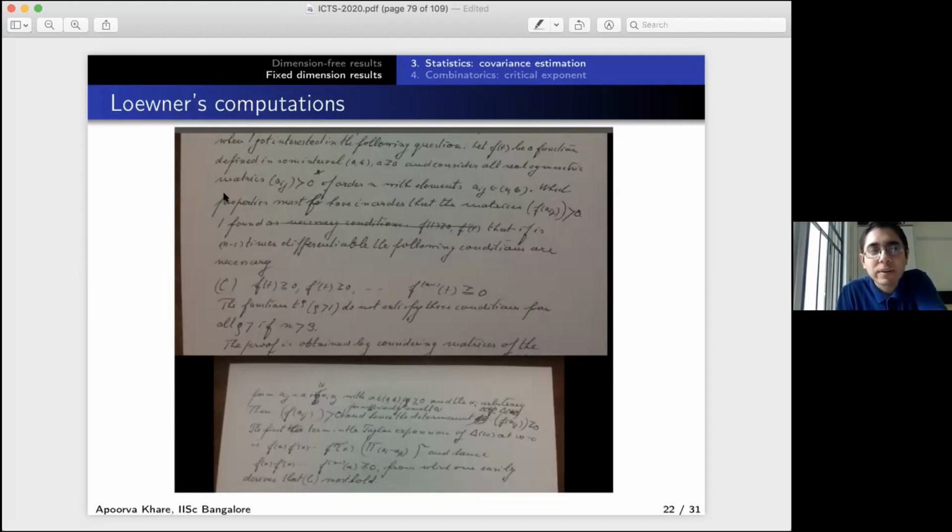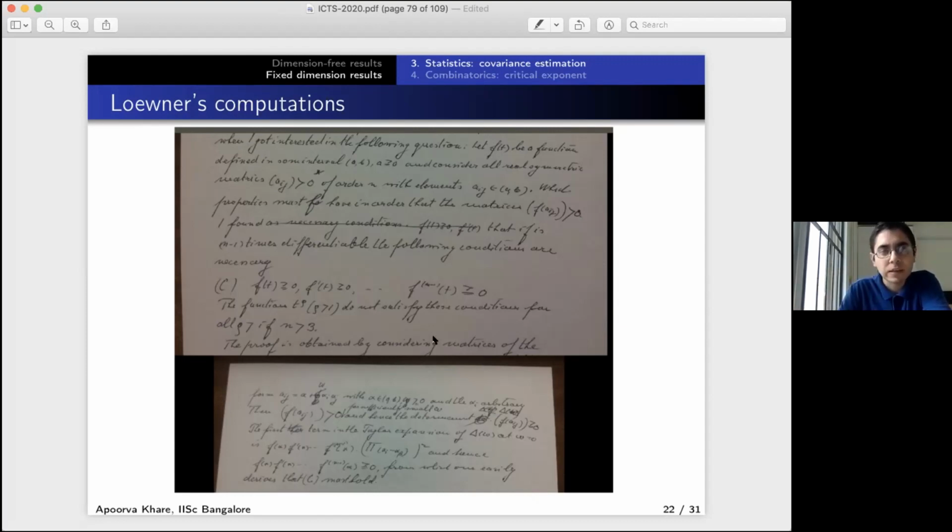Consider all real symmetric matrices which are positive semidefinite with elements in this interval. Which properties must f have in order that the matrices are still positive semidefinite after applying the function entry-wise? And I found that if f is n minus 1 times differentiable, then the following conditions are necessary, and so on and so forth. So this is Loewner's original letter to Josephine Mitchell, and this is the result that Horn cites.